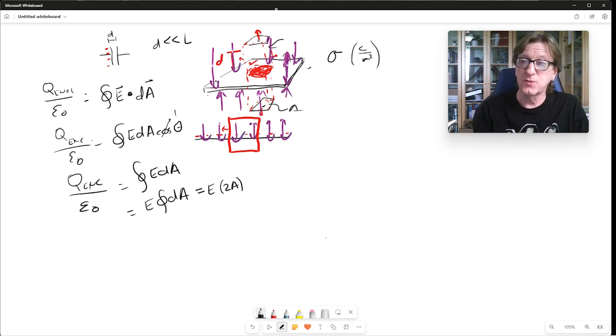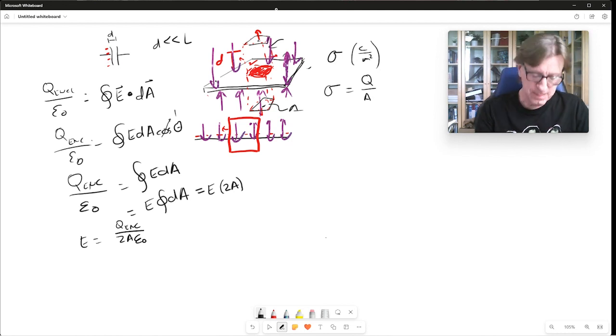All right, let's solve for E. I get that the magnitude of the electric field is going to be Q enclosed over 2A epsilon naught. Now I need to get rid of Q, because I don't know how much Q is here. All I have is the area charge density. So we'll start with our definition of the area charge density. That's going to be Q divided by the area.